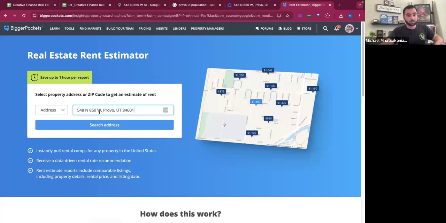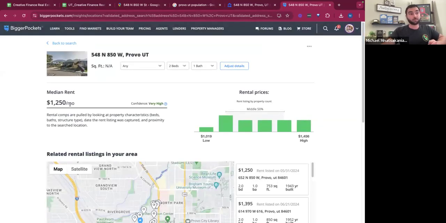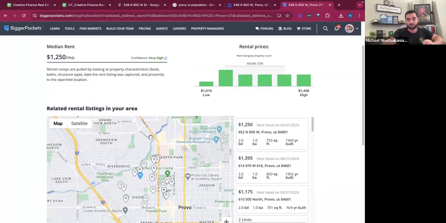Oh, there you go. Same address. Boom. Say 2 bed, 1 bath. So this is 1250. What I want to see between these data aggregate tools is that they're within like $100 to $200 of each other. Not because I'm saying they're super accurate, but because it's showing me that that's actually pretty accurate. If one says 2000 and one says 1000, we're like, okay, something's going on. It's pretty weird. Let's figure out what's going on. But they have very high confidence that 1250 is a fair assessment.